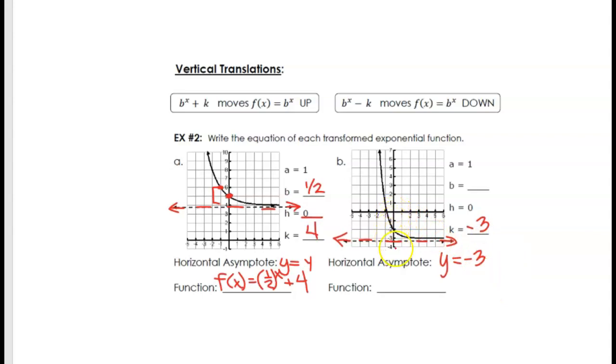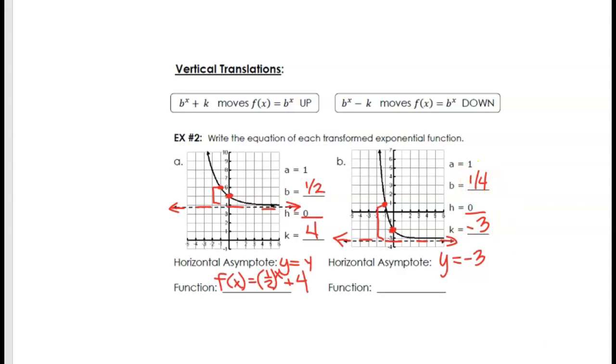So we've moved down 3 points. Good. I need the h value, which is still 0 because it has not moved from the y-axis. Now I need the b value, though. Volunteer for the b value? Yes, ma'am. The b value is 1/4. So here's that point right there. That distance is 4, so 1 over 4 is my b value.